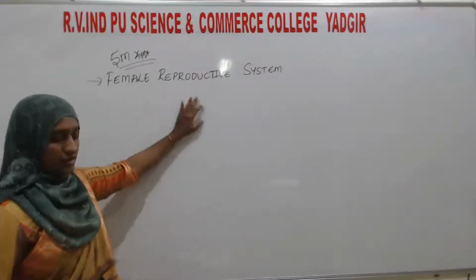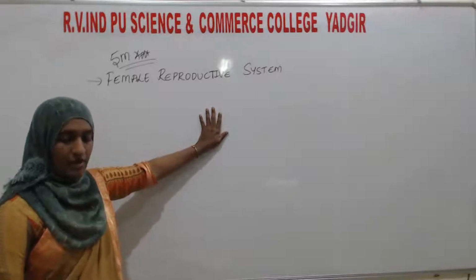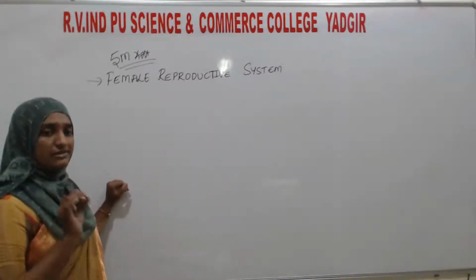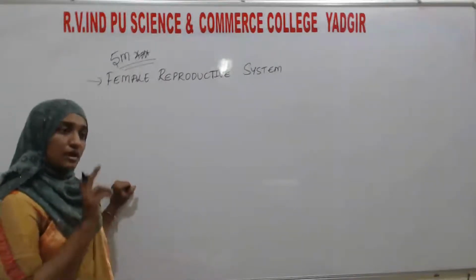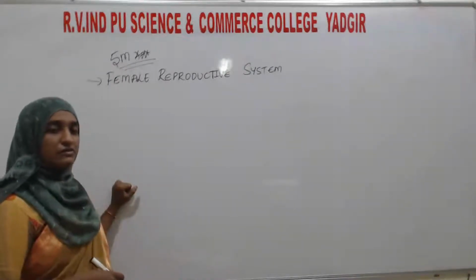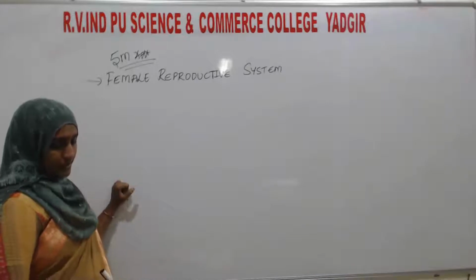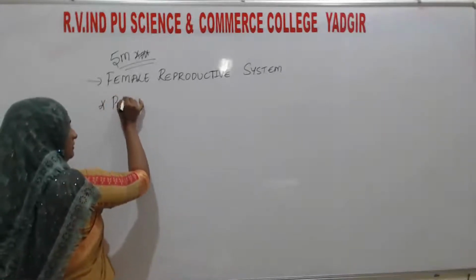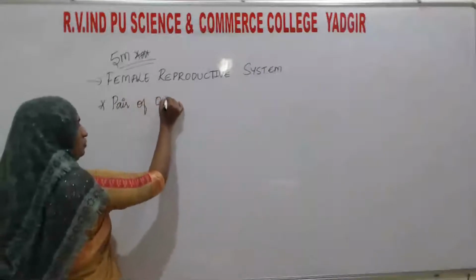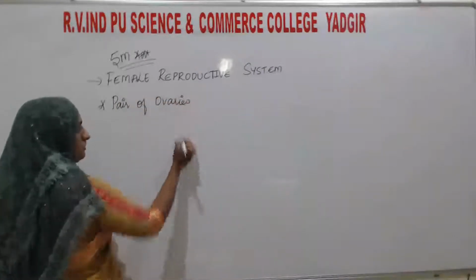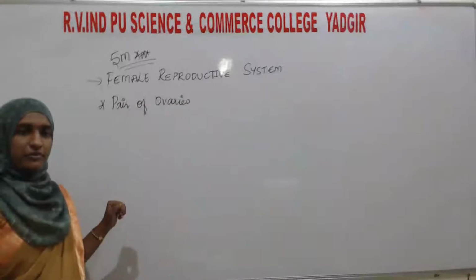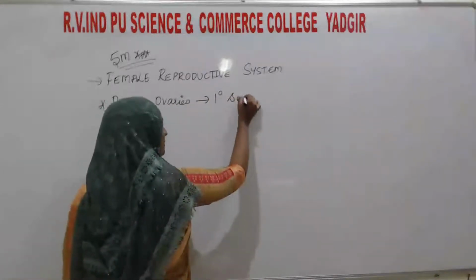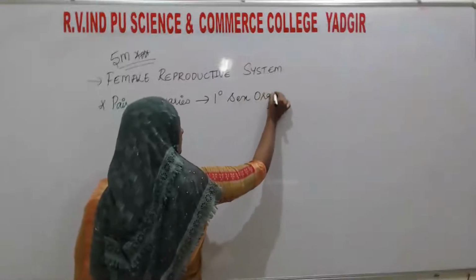So here the female reproductive system consists of, here also, what is the primary sex organ? That is the ovary. In the male reproductive system, it was the testes. Okay, it consists of a pair of ovaries. A pair of ovaries means 2 ovaries will be there. In the female reproductive system, ovaries are the primary sex organs.